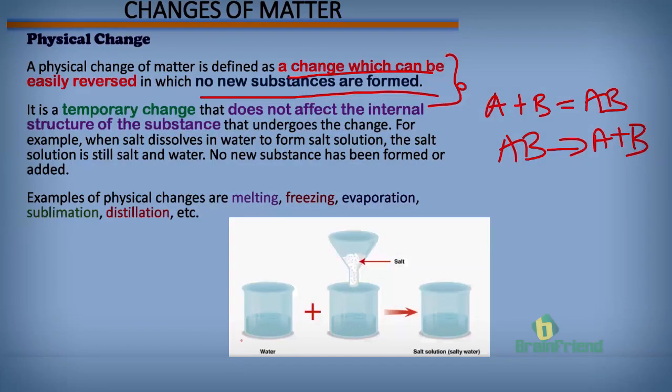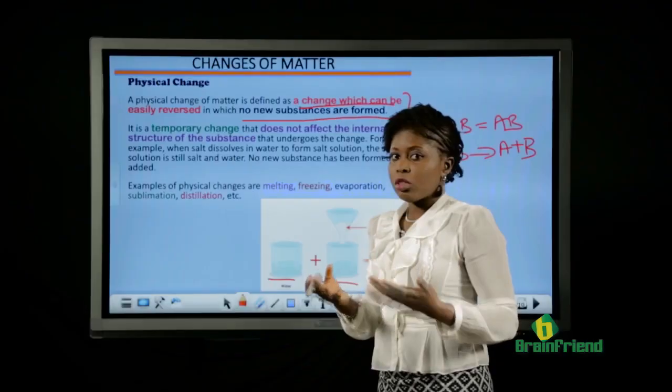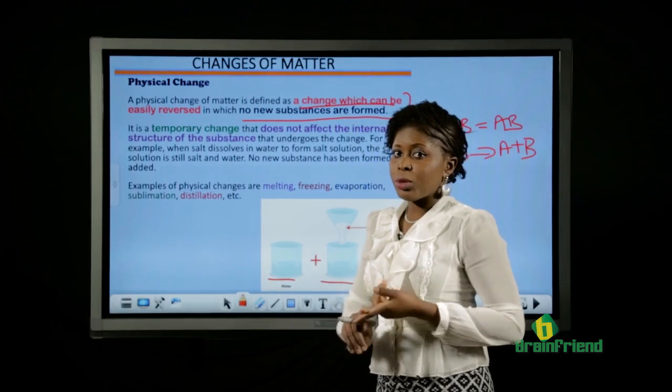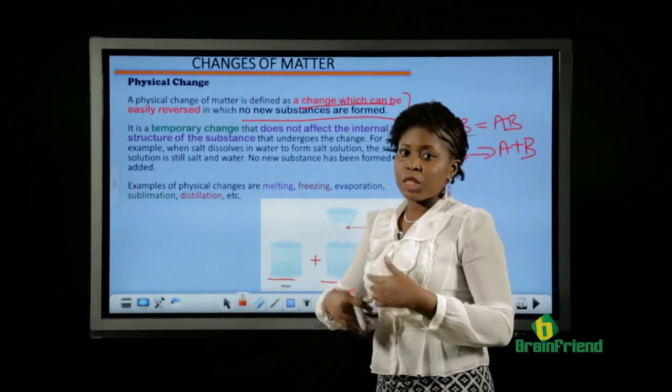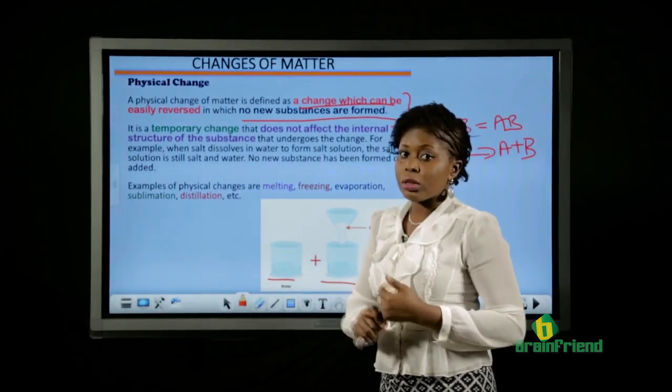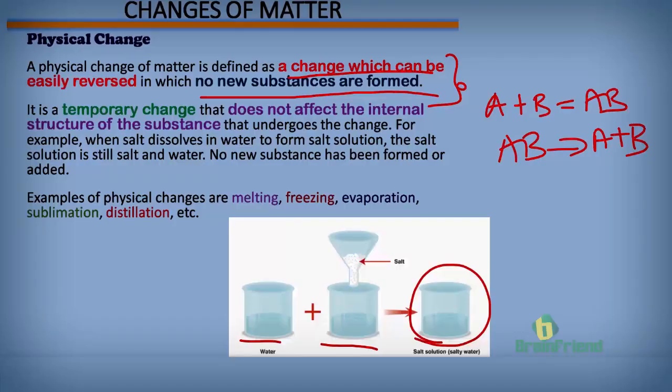For example, water and salt, okay? When you bring water and you add salt into it to form a salt solution, this is just still salt and water, okay? Nothing new has been added, no new substance has come in, and nothing has been removed. It is still the same salt and water. This kind of change is what? A physical change. This kind of change can be reversed. We can reverse it to get back the salt and water.